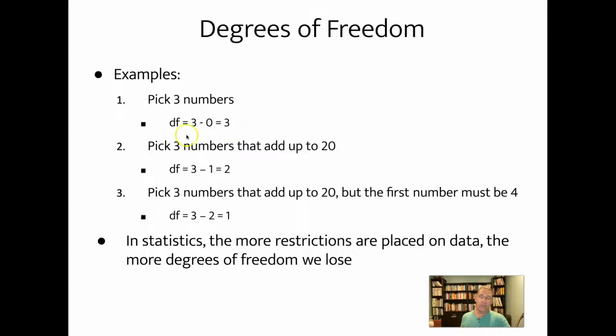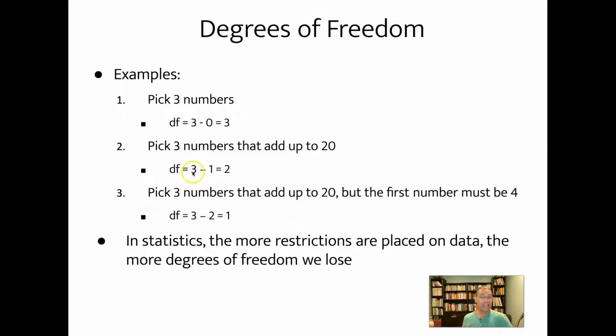And then here's just another example. So if I just simply said pick 3 numbers, there's no restriction. All of the numbers are free to vary, so you have 0 restrictions, so the degrees of freedom is 3 minus 0, or all 3 numbers are free to vary. But if I say pick numbers that add up to 20, adding up to 20 puts a restriction on the data. It restricts how many degrees of freedom there are. It's one restriction, so it's the number of scores minus 1. So this one was n minus the number of restrictions. So it's 3 minus 0 restrictions, gives us 3 degrees of freedom.